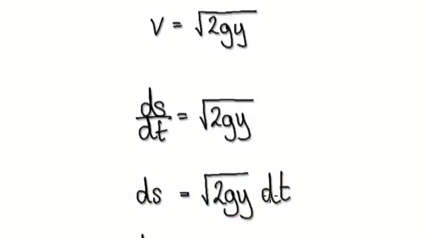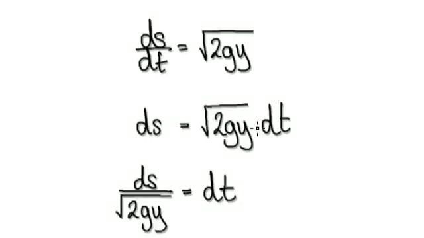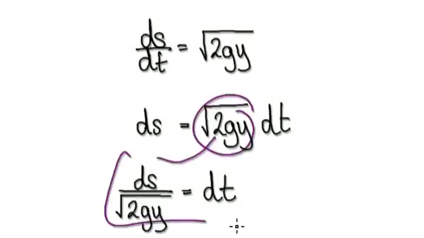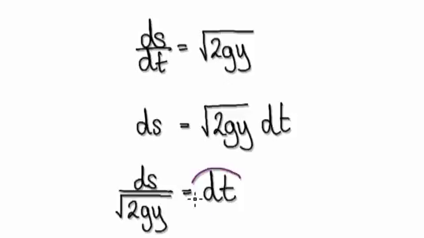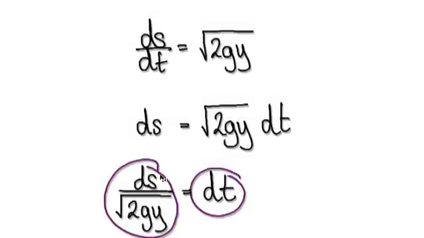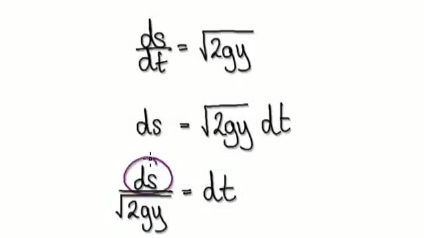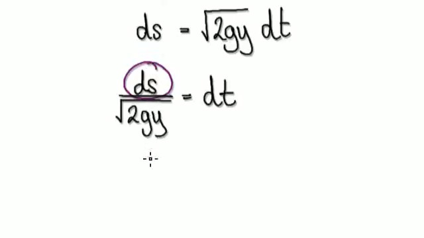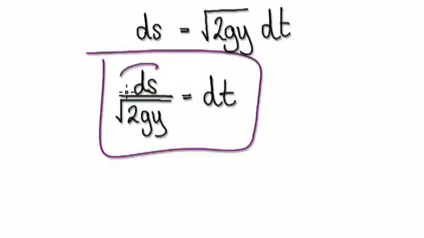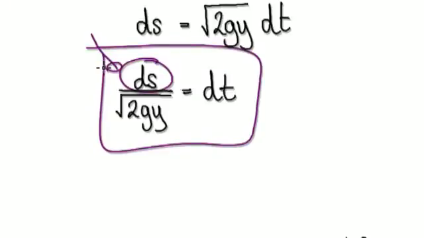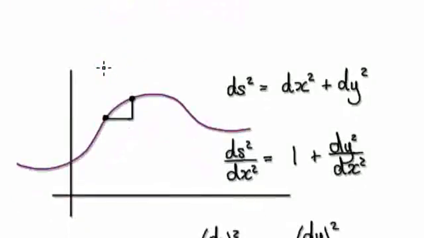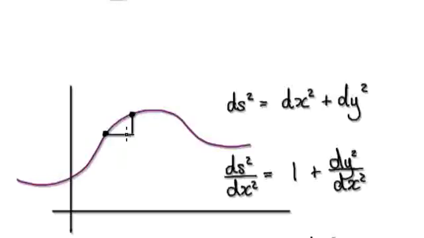Okay, so now divide both sides by this thing here. That will then give you this. So dt equals this thing here. We need to somehow resolve this ds. So hang on, we are currently here. We need to somehow resolve this ds. So we've done this before. So this is a reminder. You should already know this.